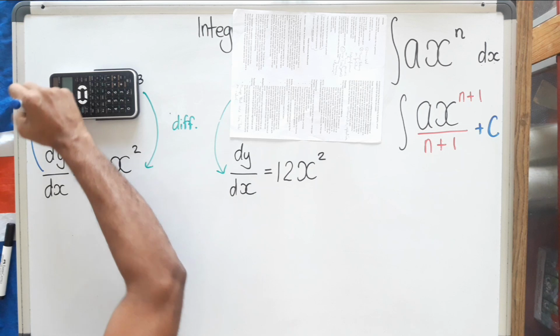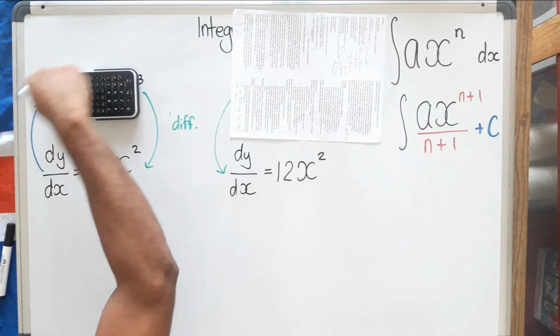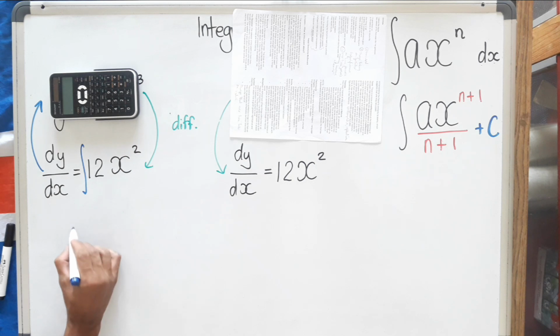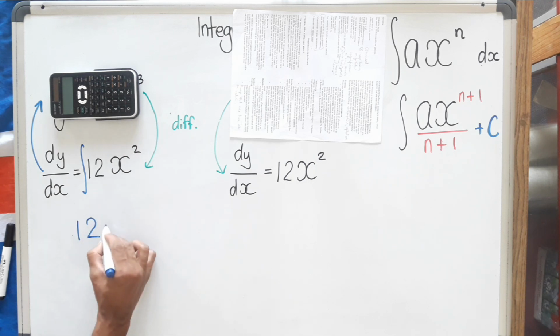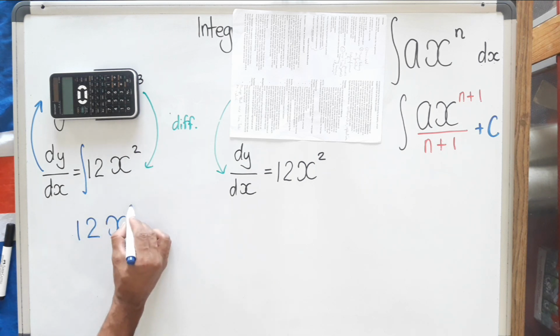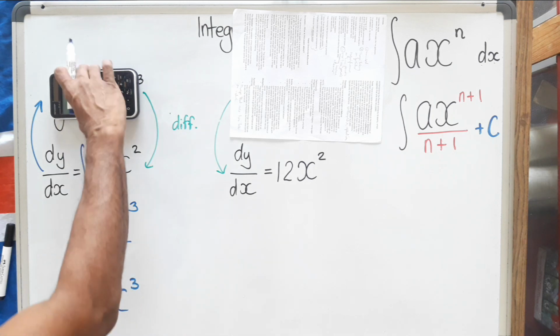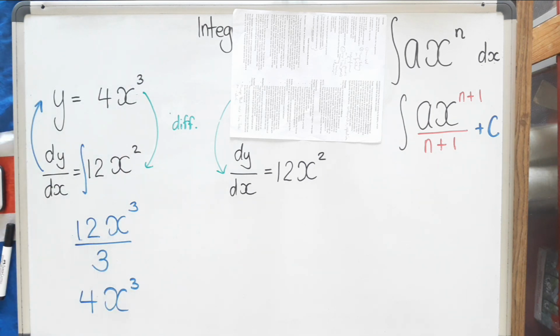Let's go backwards. Take dy/dx, and if we integrate using this formula, we will get back the original answers. So if we integrate 12x squared, we have to add 1 to the power, and we'll get 3. And then we divide by the new power, so we divide by 3. 12x cubed, 12 divided by 3 is 4, so we get 4x cubed, which is this answer, right?